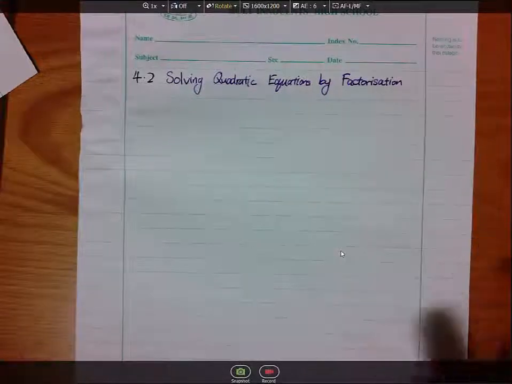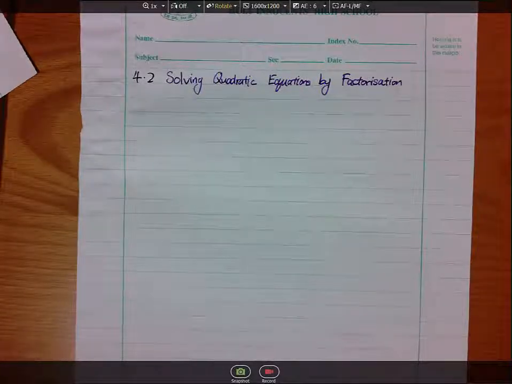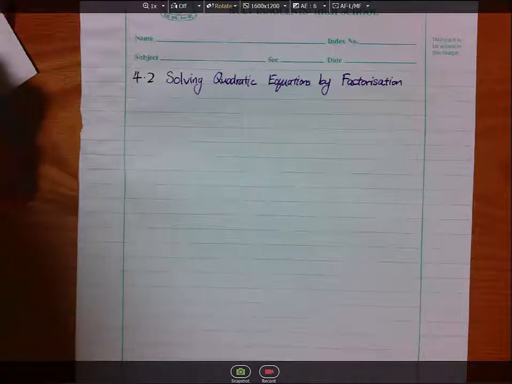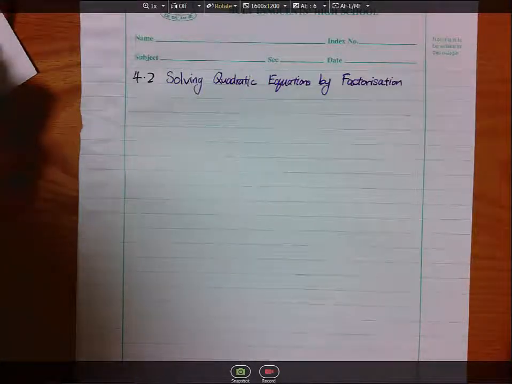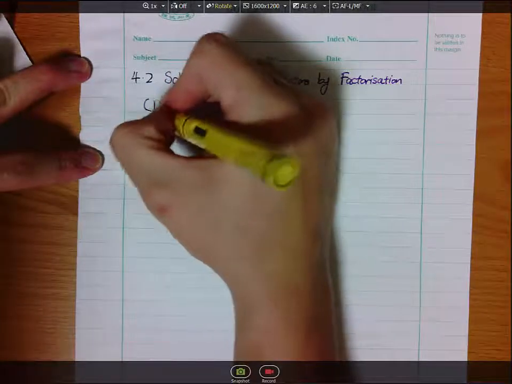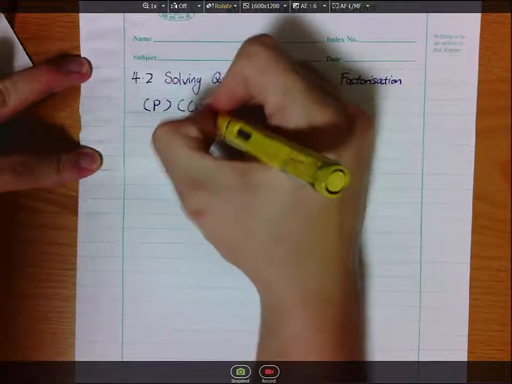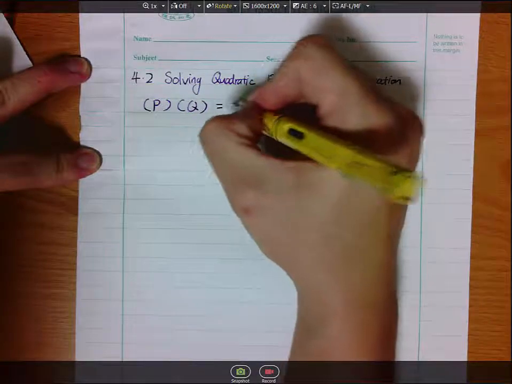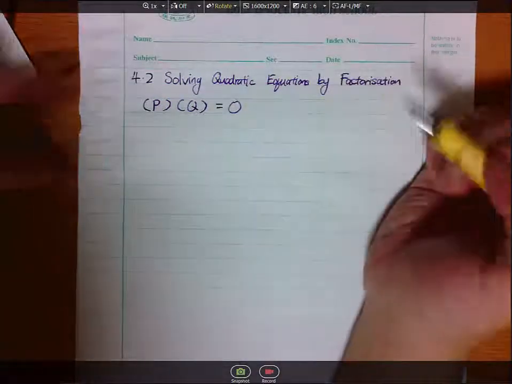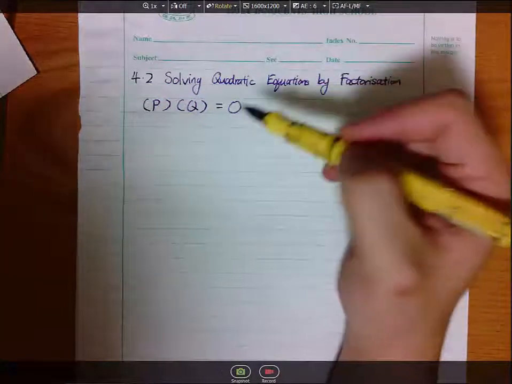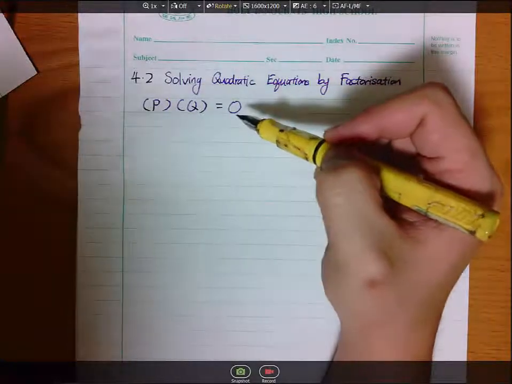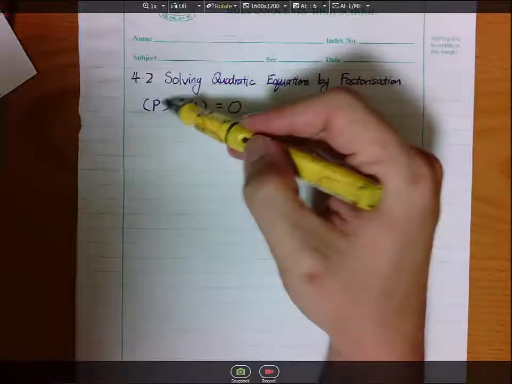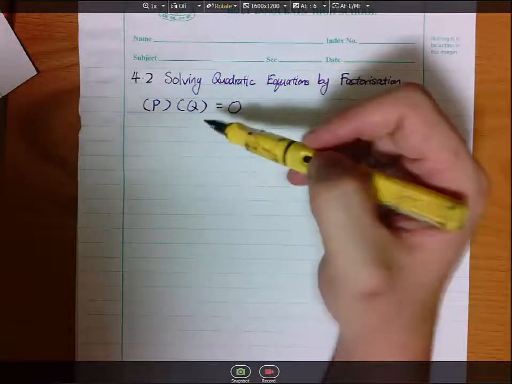Okay, today we're going to cover chapter 4.2, solving quadratic equations by factorization. So the very first thing that we need to know is this. For example, if you have two numbers, let's say p times q is equal to 0. Okay, right hand side is 0. You think about it, right? How in the world do we get 0? It's either 0 times q or p times 0.